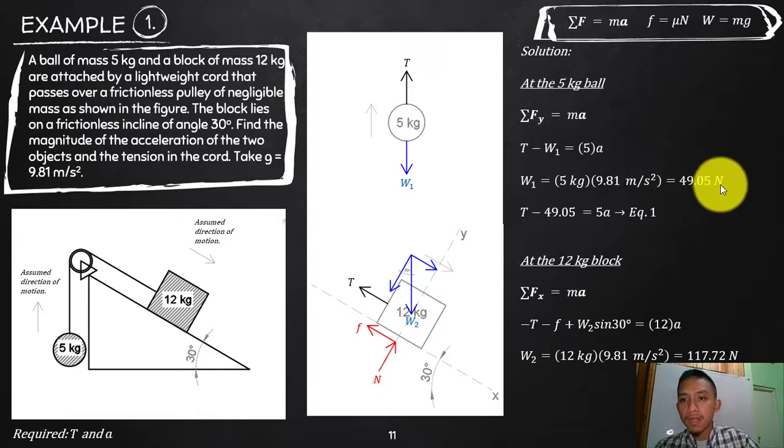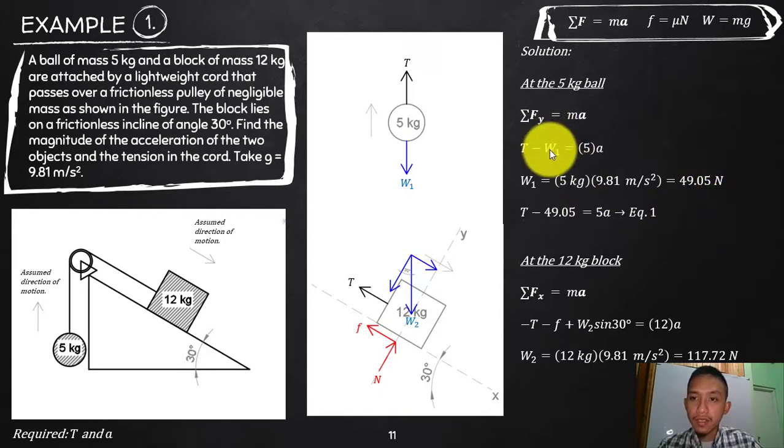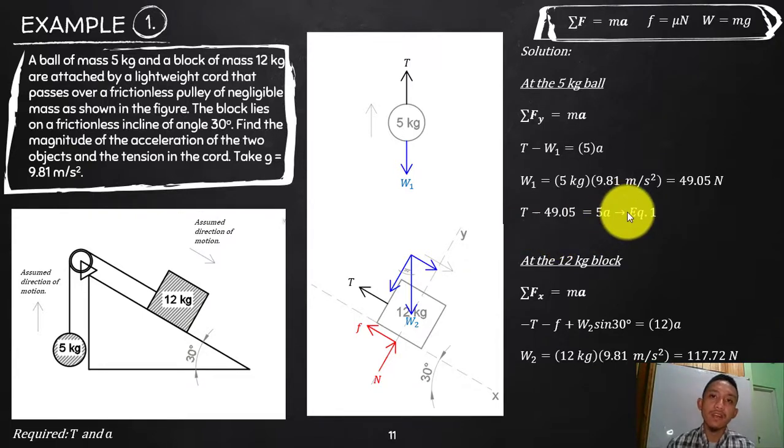So if I substitute that in our equation here, your m is 5 kilograms, so I will change that one. But your acceleration is unknown. So in our resulting equation, you have there T minus 49.05 equals 5 times a. So there are two unknowns. We cannot solve T or a right away. We need to have another equation.